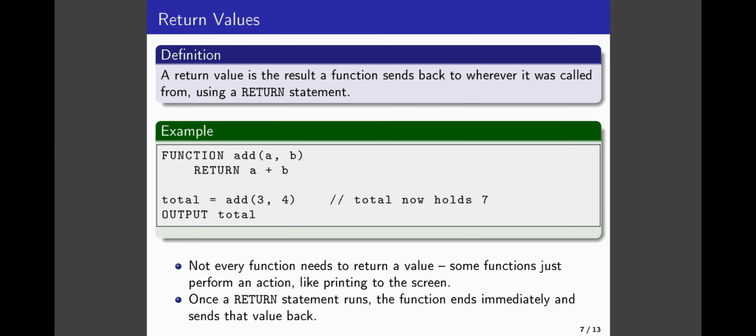And how does a function actually send information back? Through return values. A return value is the result a function sends back to wherever it was called from using a return statement. We define a function called add, which simply returns a plus b. When we call add with 3 and 4 and store the result in a variable called total, total now holds the value of 3 plus 4, which is 7.